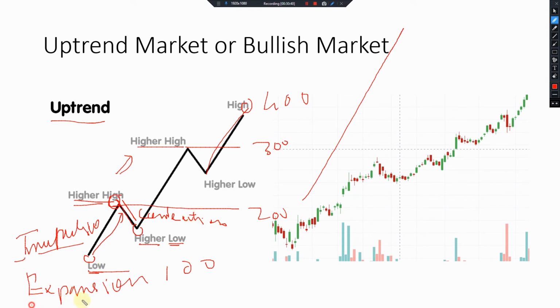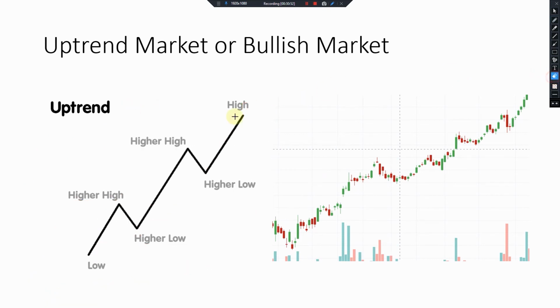Contraction. So the opposite of expansion is contraction. The opposite of impulsive is retracement. Retracement. So in this, the price made higher highs and higher lows. That's called an uptrend.